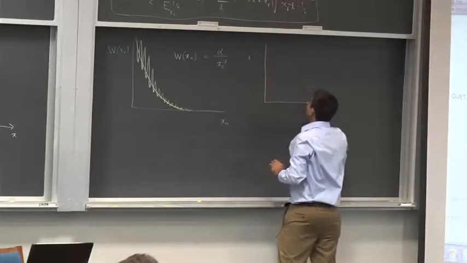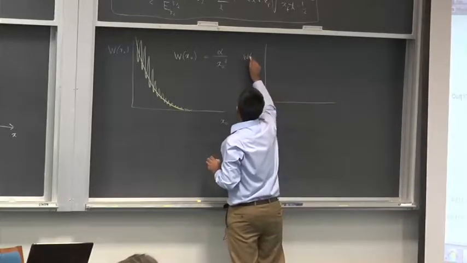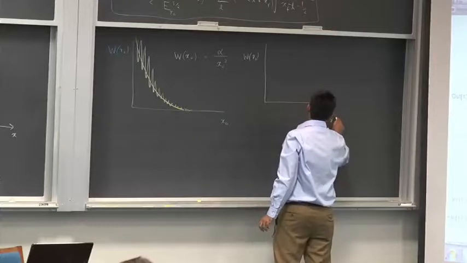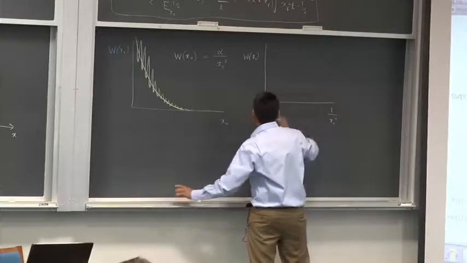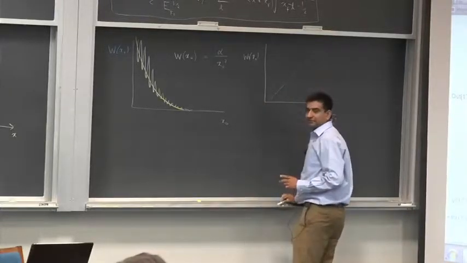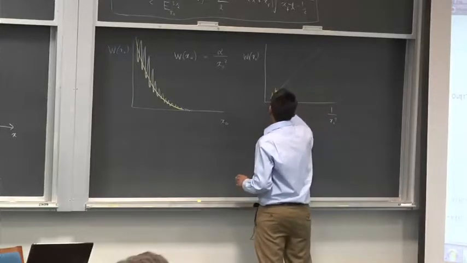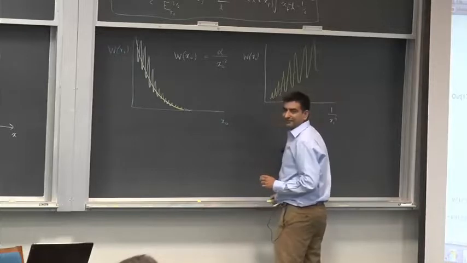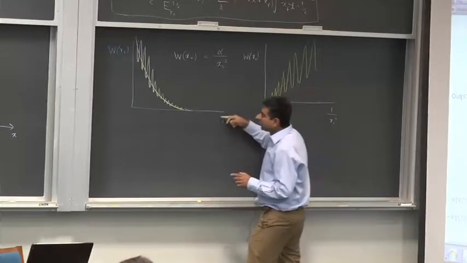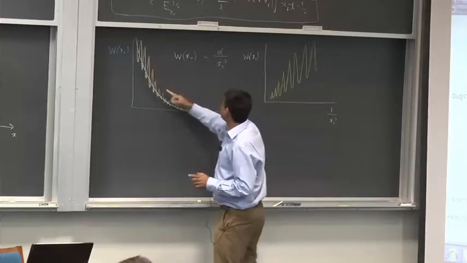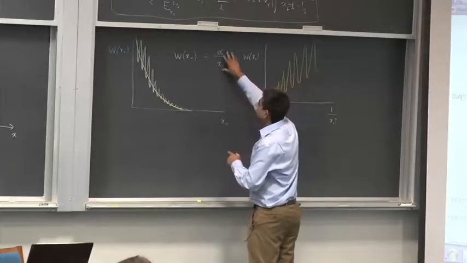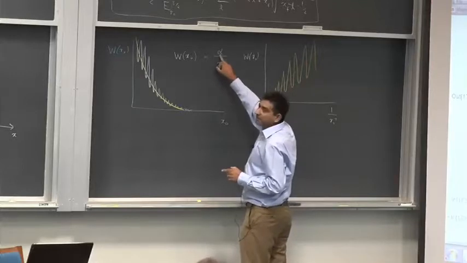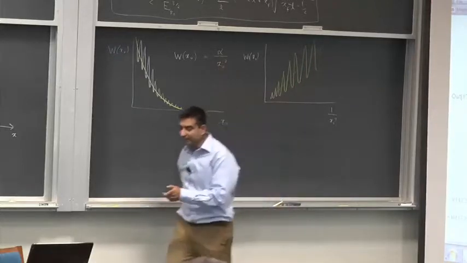I can test this in the following fashion. If I make a plot between W x naught and 1 over x naught squared, and if I get a straight line and an oscillation riding on top of that straight line, then I will verify that the envelope or the mean points of this oscillation has this linear dependence on 1 over x naught square. And by the slope of this line, I can determine what alpha is. So I've done that here.